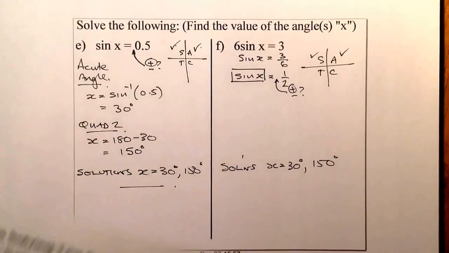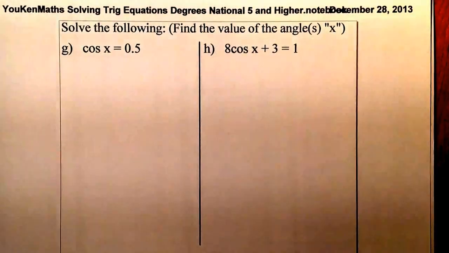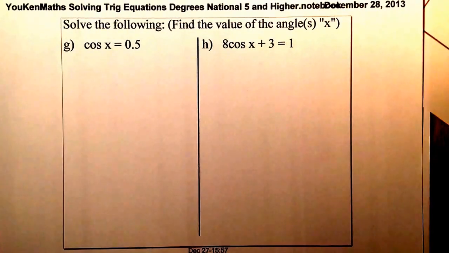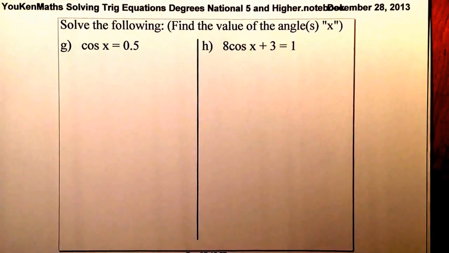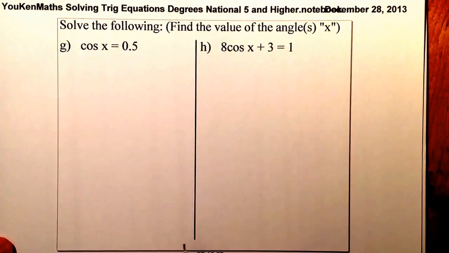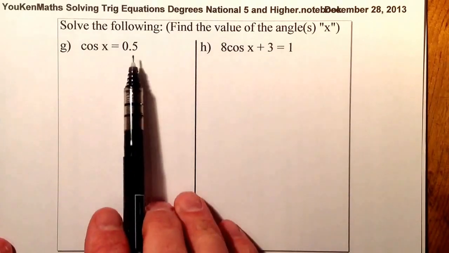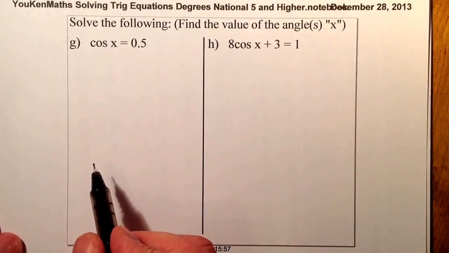Okay, let's look at some others. What we'll do is we'll look at this equation here. The first one that we're going for is cosine x is equal to a half. Right, so for this one here, I'm thinking about the cosine graph, but with it being a 0.5, I may have to think about the CAST table to get my values here.